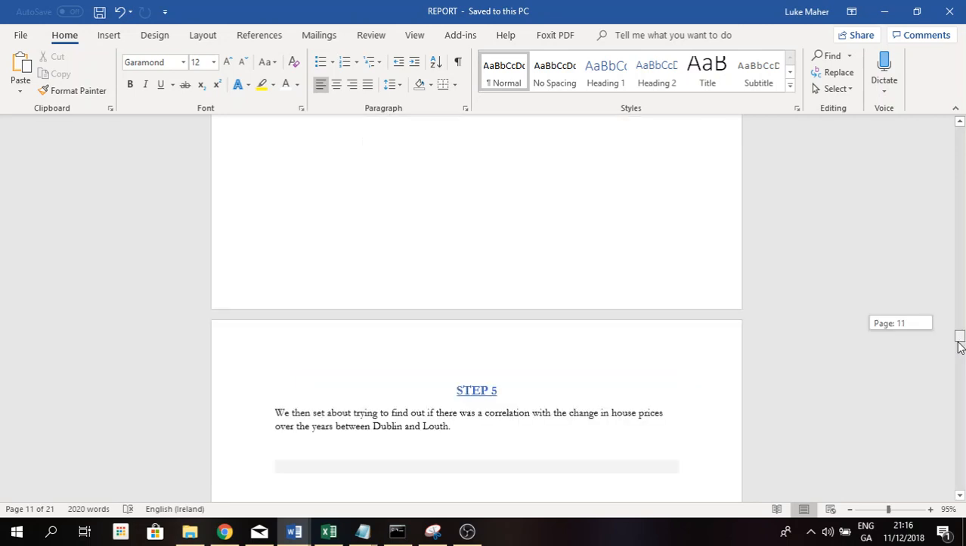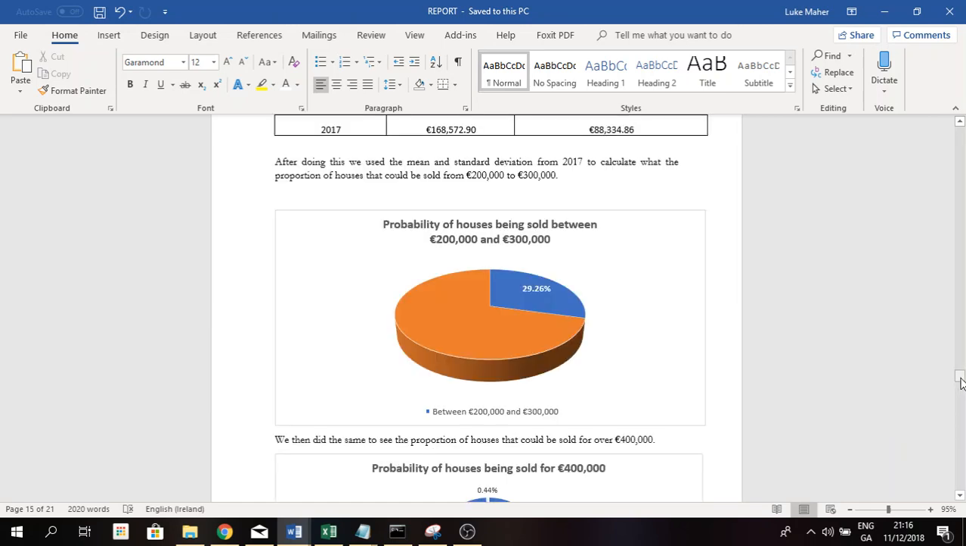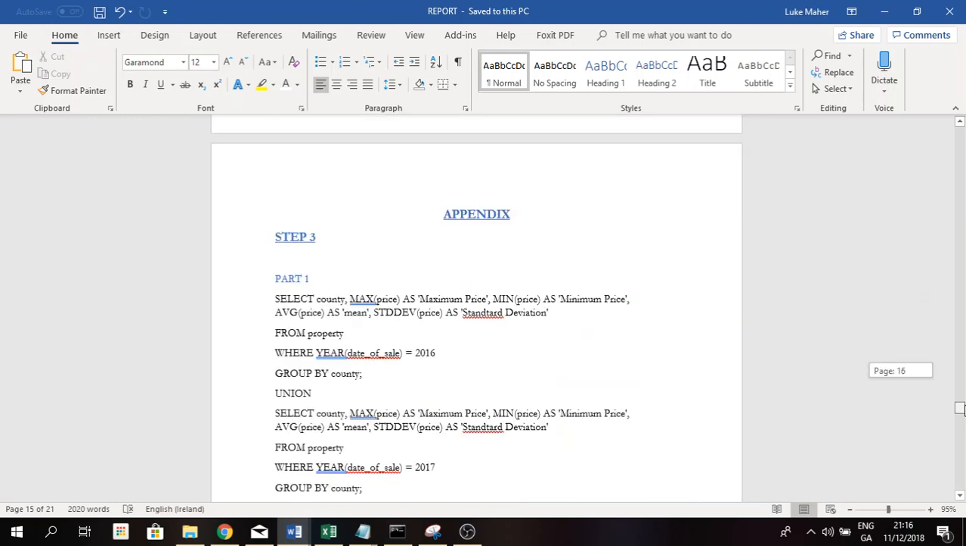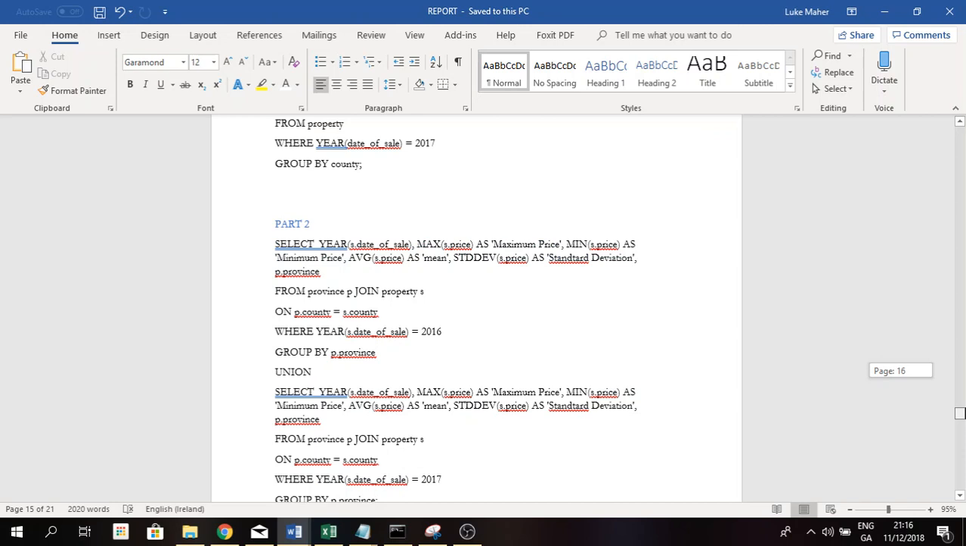Step 6, I did most of step 6, then my partner created the actual pie charts that you see here. I think that's it.